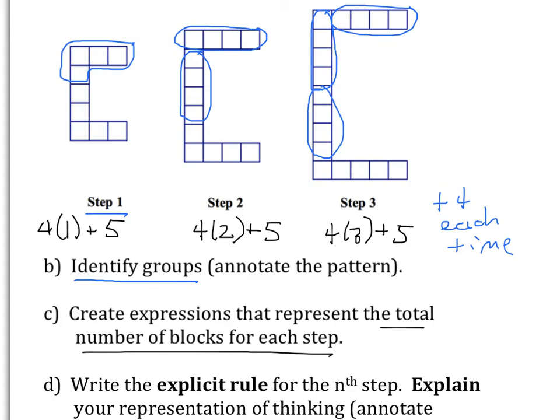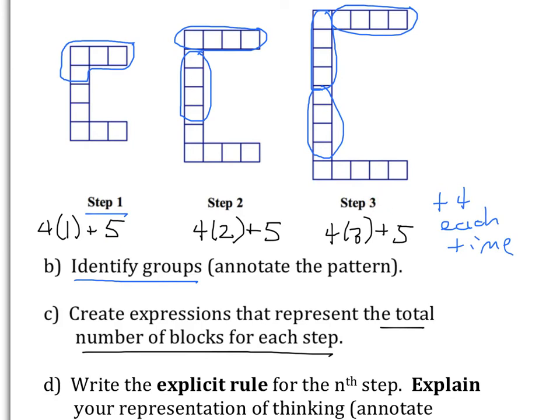And hopefully you can start to see a pattern in your expressions. Every time there's a 4, and that 4 represents the number of blocks in each group. The 1 here represents that there's one group of 4. The 2 represents that there are two groups of 4. The 3 represents there are 1, 2, 3. So these numbers that are changing represent the number of groups. And look at that, they're the same as the step number, which makes things very, very easy.